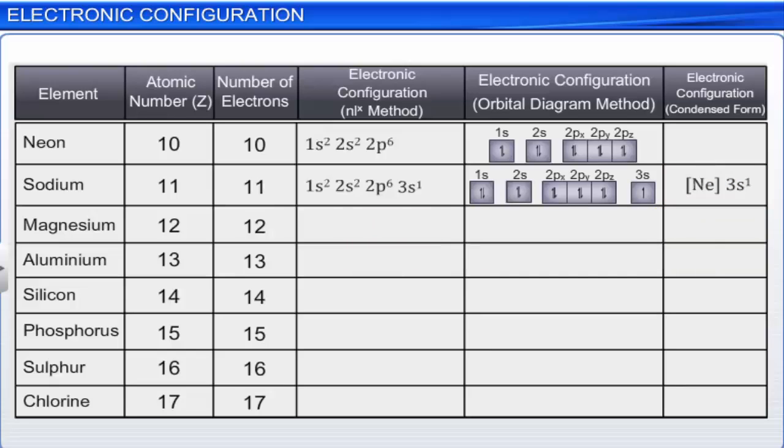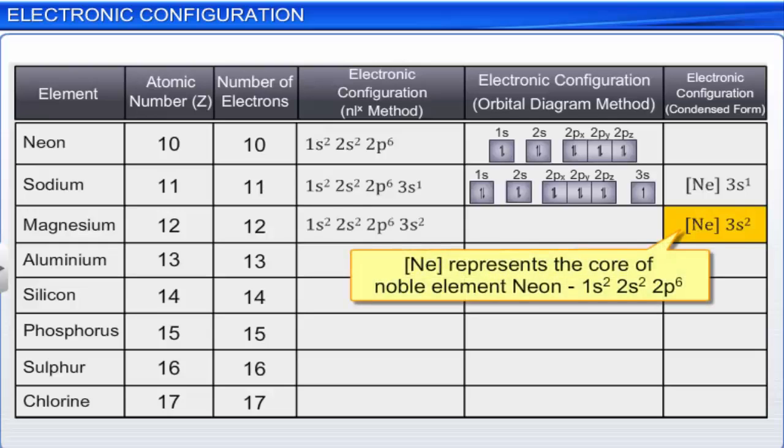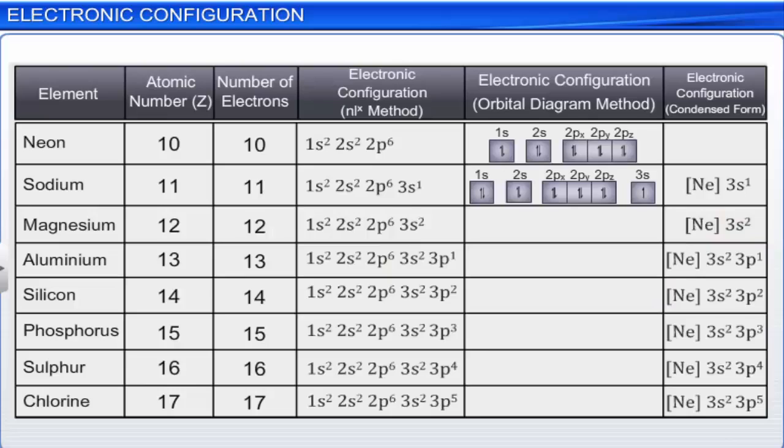Similarly, the electronic configuration of magnesium can be written in a condensed form as neon 3s2. Observe how the electronic configurations of elements with atomic numbers 11 to 17 are written in a condensed form in terms of neon.